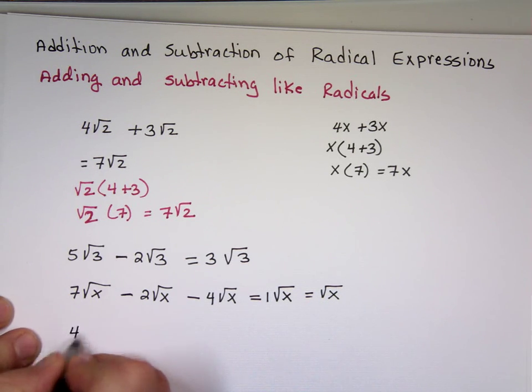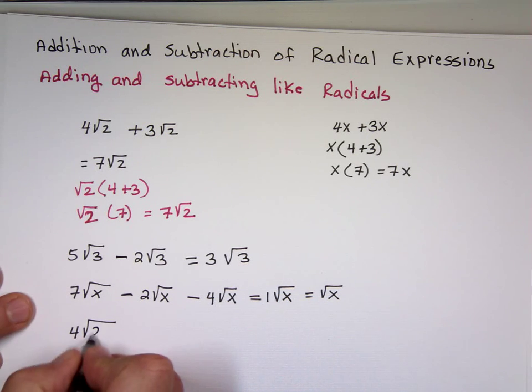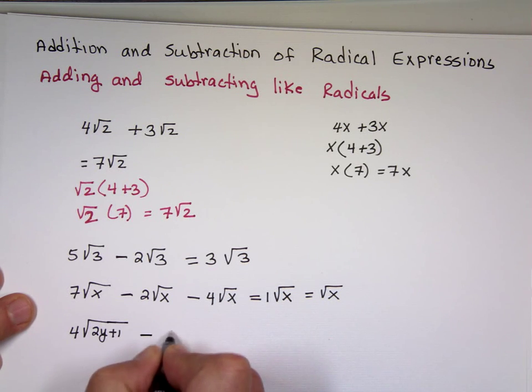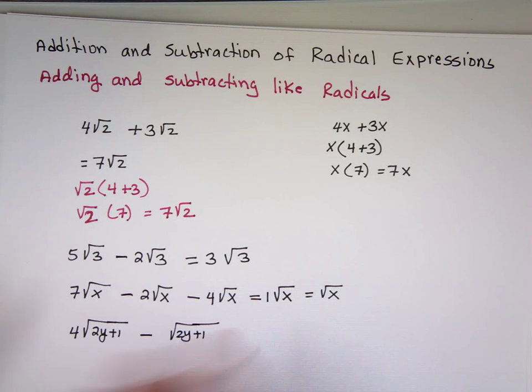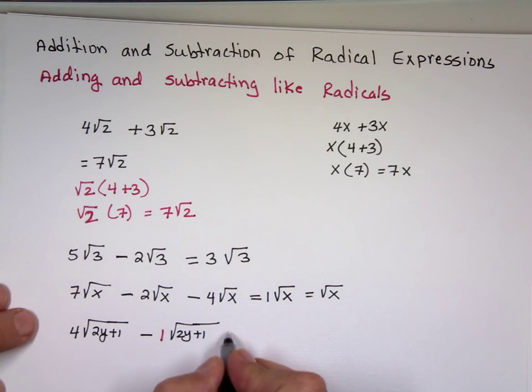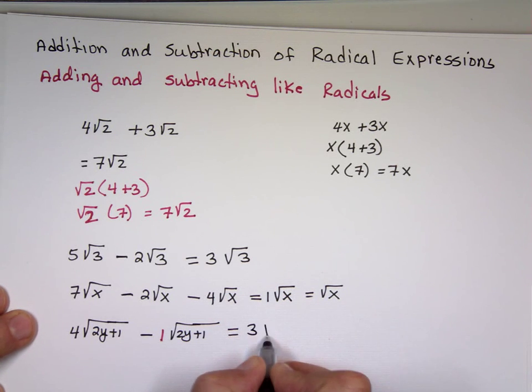What is 4, the square root of 2y plus 1 minus the square root of 2y plus 1? Notice the second radical does not have a number in the front, which really means it's a 1. We just don't put it. So now, what is 4 minus a 1? That's 3, and we keep the square root.